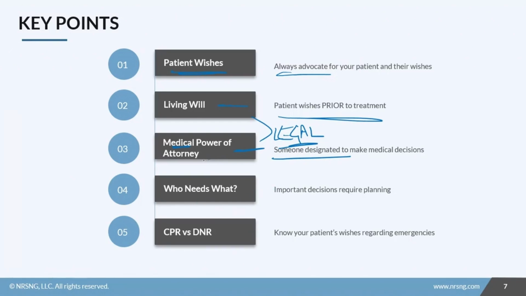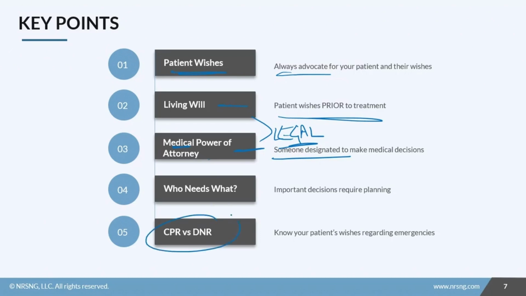So who needs what? Living wills are for patients that are healthy or that want to make sure that their wishes are known prior to something happening, whereas a medical power of attorney is for someone who at some point may not be able to voice their own medical requests or decisions. So patients, again, like patients with dementia or cancer or some sort of chronic illness.